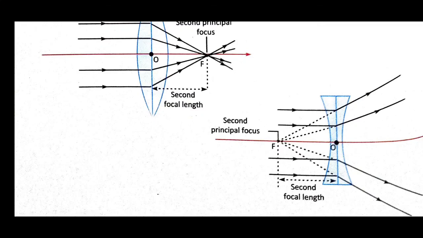So in this way I am going to end this class. In the next class we will discuss the image formation by the convex lens and the concave lens, also some usages of convex and concave lenses.